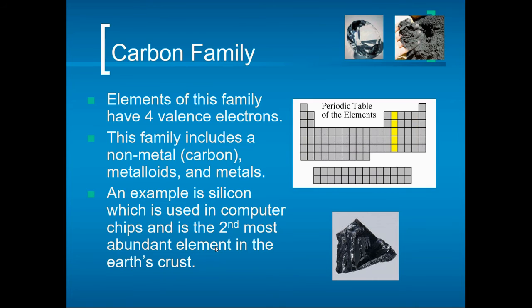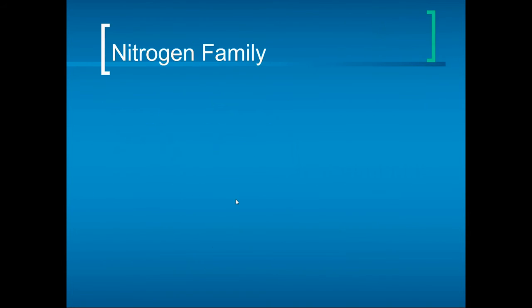Most abundant was oxygen. Second most abundant element is silicon, and the third most abundant, but the most abundant metal, is aluminum. Okay, carbon family. These guys tend to make what's called covalent bonds. We'll learn about that later.